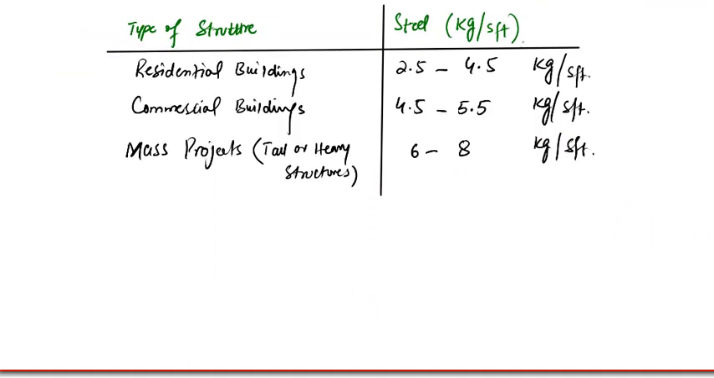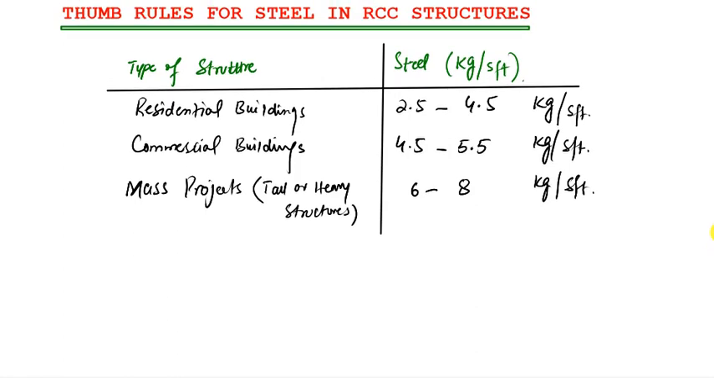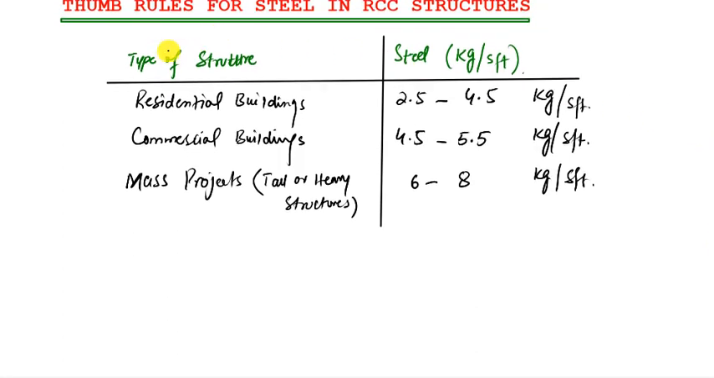And the next thing we are going to discuss is, let me add a page. So got it right. These were the thumb rules for steel on the basis of the type of structure you are actually using. On the basis of that, for residential buildings 2.5 to 4.5 kg of steel per square feet, for commercial buildings 4.5 to 5.5 kg per square feet, and for mass projects like high-rise buildings or heavy structures, it will be 6 to 8 kg per square feet.